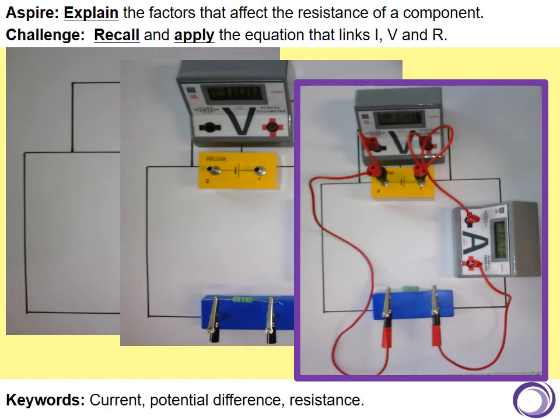So as you can see, the voltmeter measuring the volts is parallel to the cell, and the ammeter is in series with the cell. So we can take both readings of the potential difference from the voltmeter and readings of current from the ammeter.